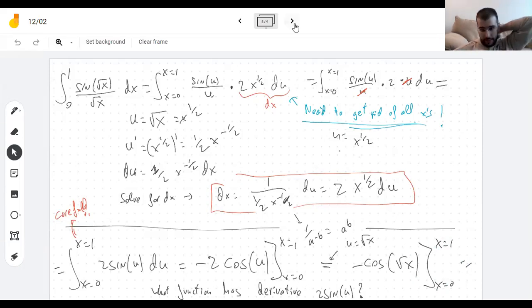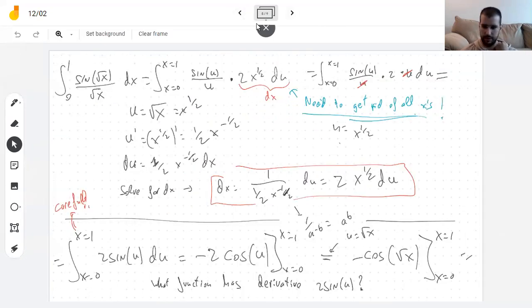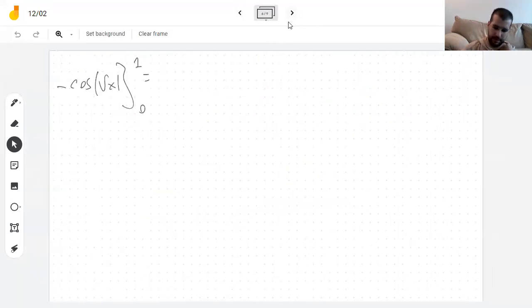So now that I already found the antiderivative, where did your two go? Oh, that's a great question. Sorry. My two should definitely be there. That is, I think, the number one thing I mess up when I do integrals. I forget constants and negative signs that are out front. So negative two.